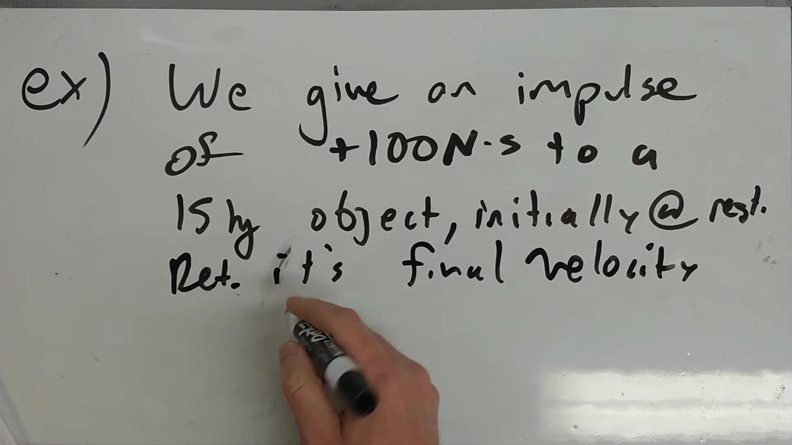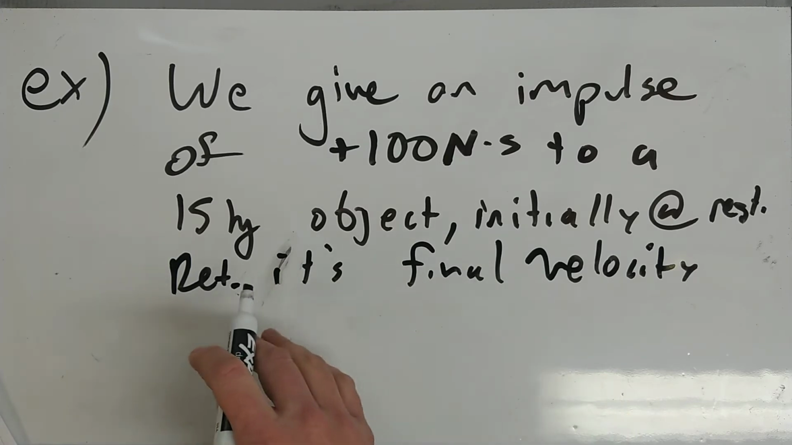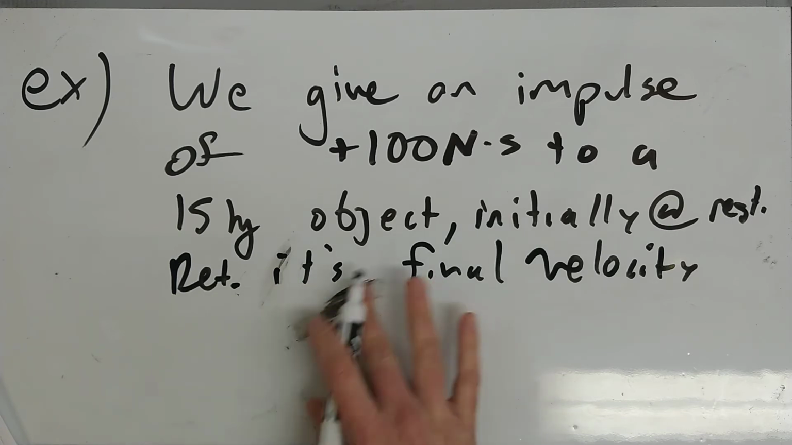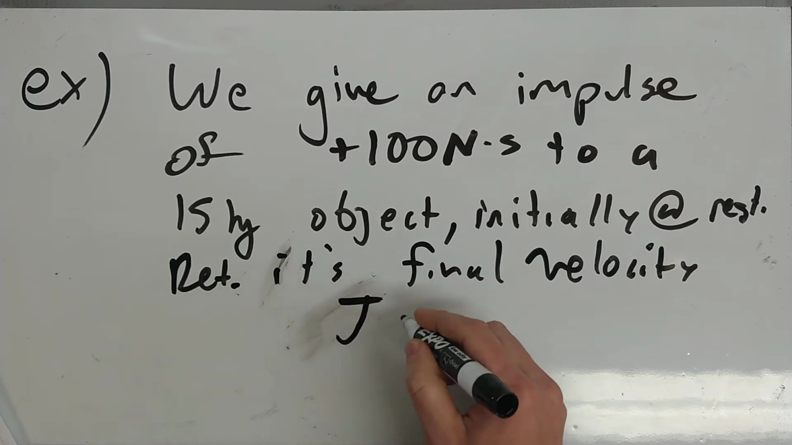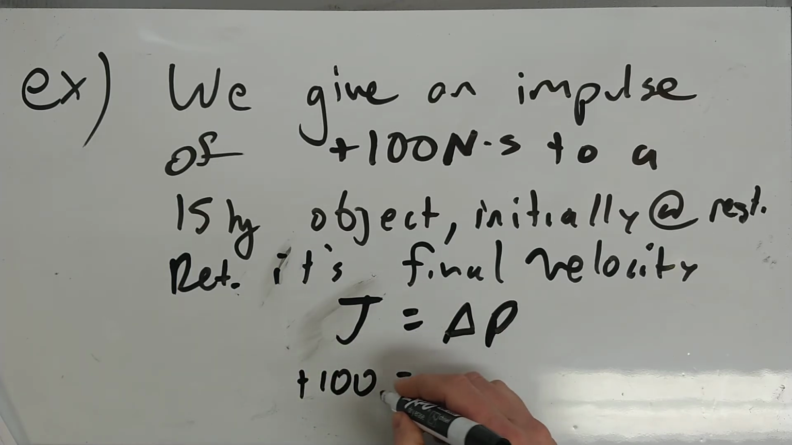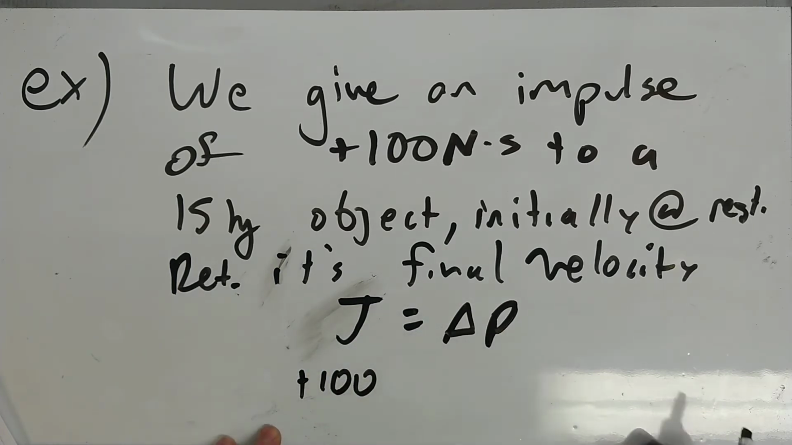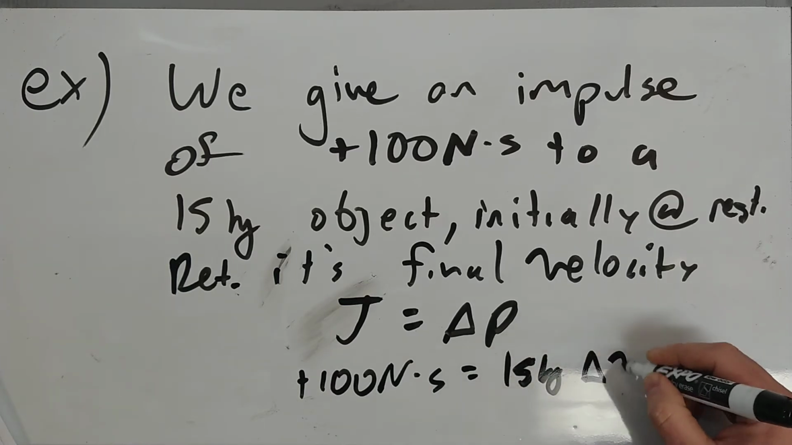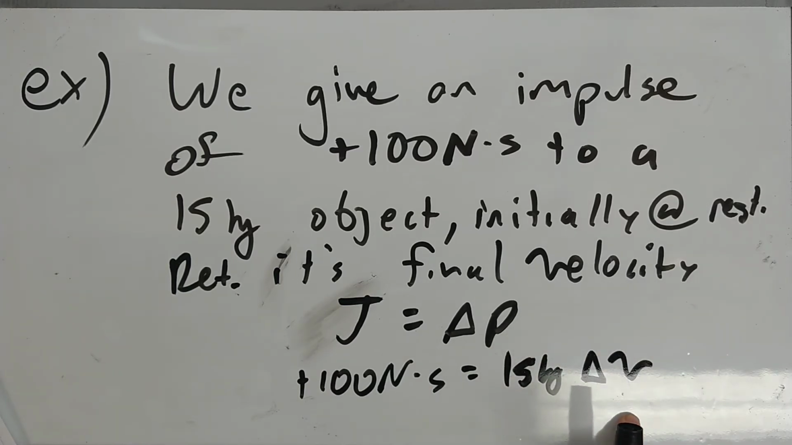So impulse equals change in momentum, or change in momentum equals impulse. Sometimes we're given the force and time, sometimes we're just given the impulse. J equals delta p, so plus 100. I'm really messing up today. Didn't drink enough coffee, perhaps. Plus 100 newton seconds equals mass, 15 kilograms, times the change in velocity. We're looking for the change of velocity, so divide both sides by 15. 100 divided by 15 is like, I don't know, 6 or something.